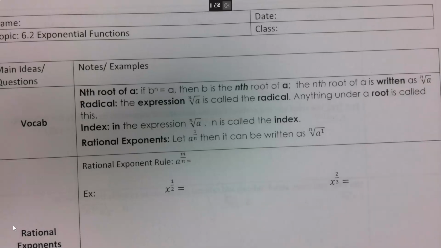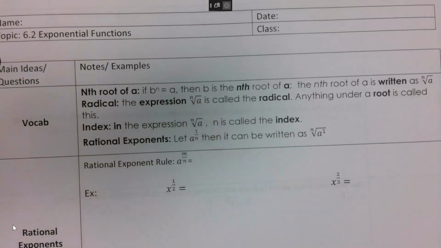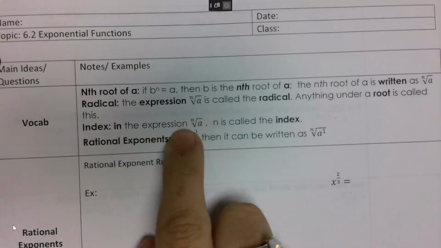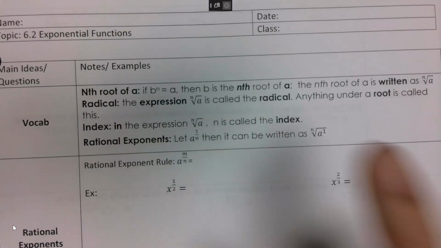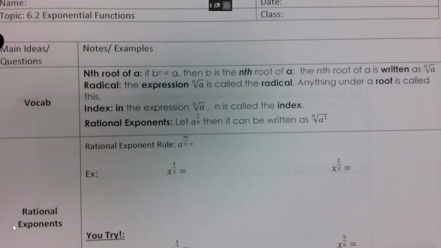So the van symbol is actually called a radical, and the little n is called our index. And then we can also rewrite it as a to the 1 over n. So those are two ways to write it.